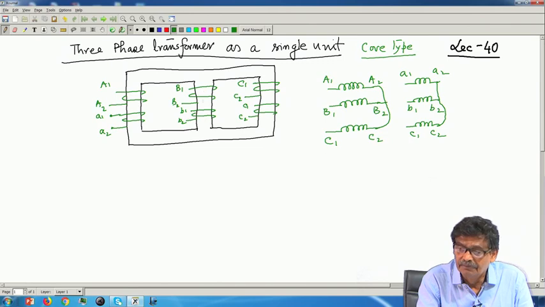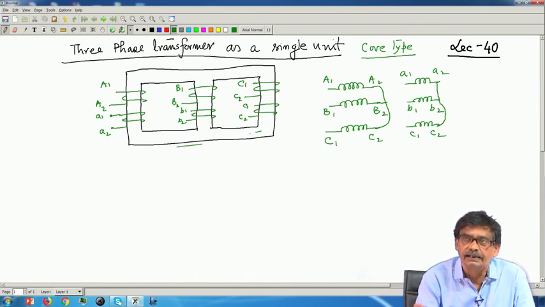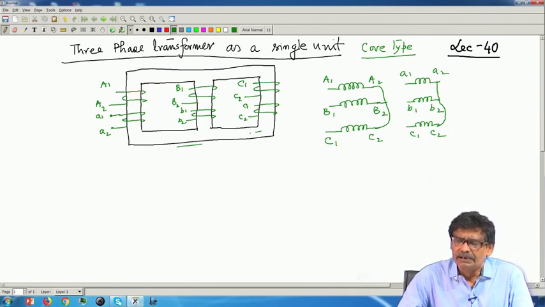Phi B will be like this, it will divide here itself into two paths, and phi C will be once again like phi A, it will be like that. Therefore, the reluctance may be slightly different. Therefore, the no load current required, the magnetizing current required, will be slightly different in the phases.